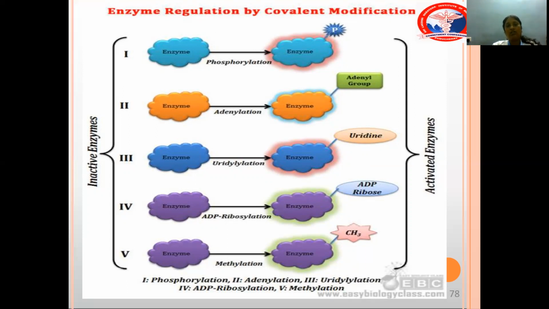So here you can see, on the left side, all these are inactive enzymes, whereas when we add certain molecules by covalent interaction, it will activate the enzyme. But with phosphorylation, in some metabolic pathways, some enzymes are activated by phosphorylation, whereas some enzymes are inactivated by phosphorylation.